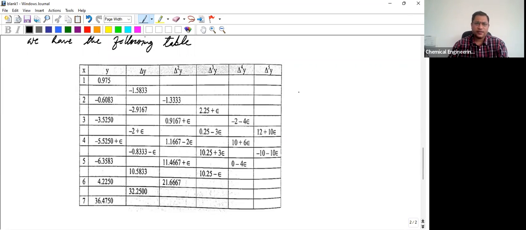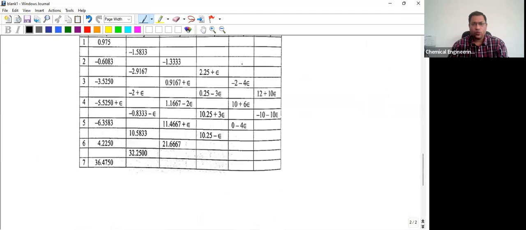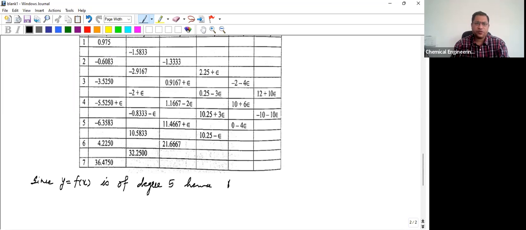Now we know that this is the 5th degree polynomial. Okay. So this is a polynomial of degree 5, and hence we know the 5th difference is going to be constant. Okay. So what it means right here, since y is equal to f of x is of degree 5, hence the 5th difference of y is constant.